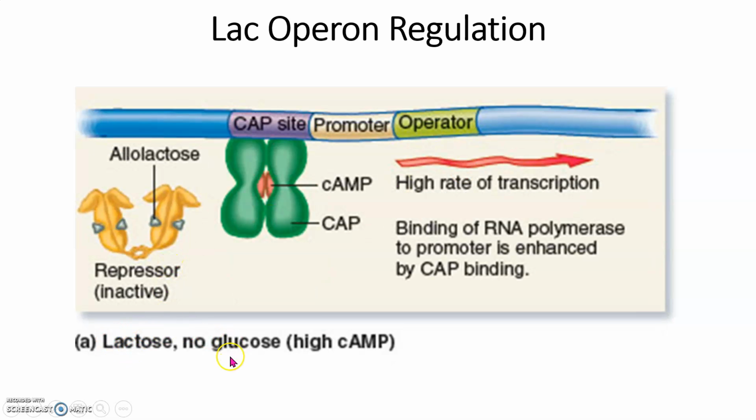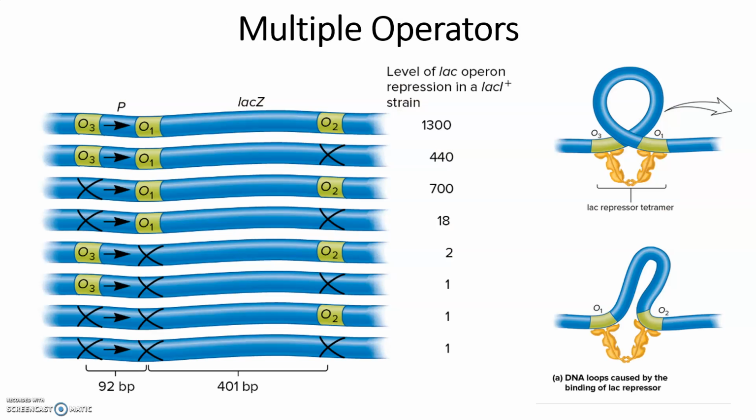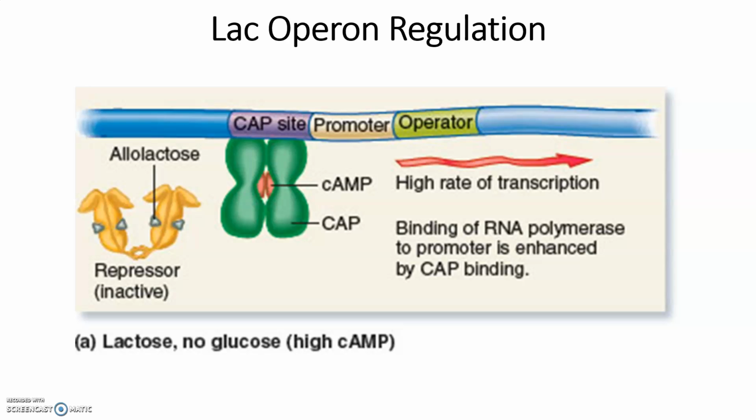We have lactose and we don't have glucose. Lactose means our repressor comes off. No glucose means our CAP goes on. Now we're ramping up production because we don't have our preferred energy source of glucose and we do have lactose, so we want to use it, okay? So those are the conditions that are necessary for the Operon. You have to have lactose and you cannot have glucose to ramp up production of the Operon.